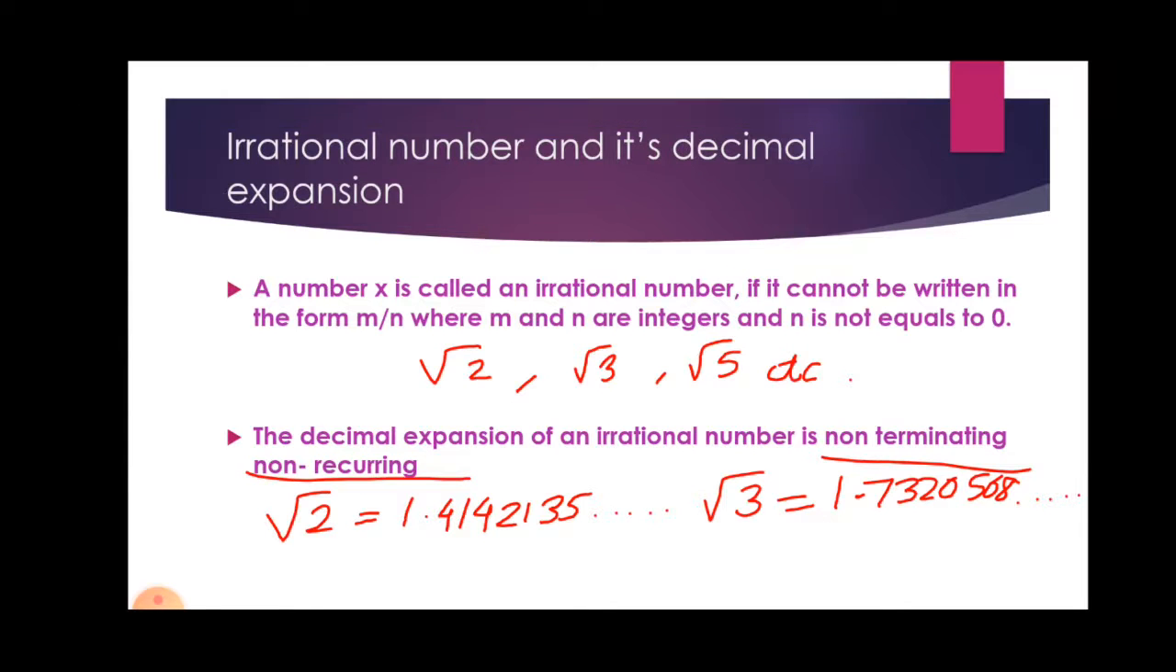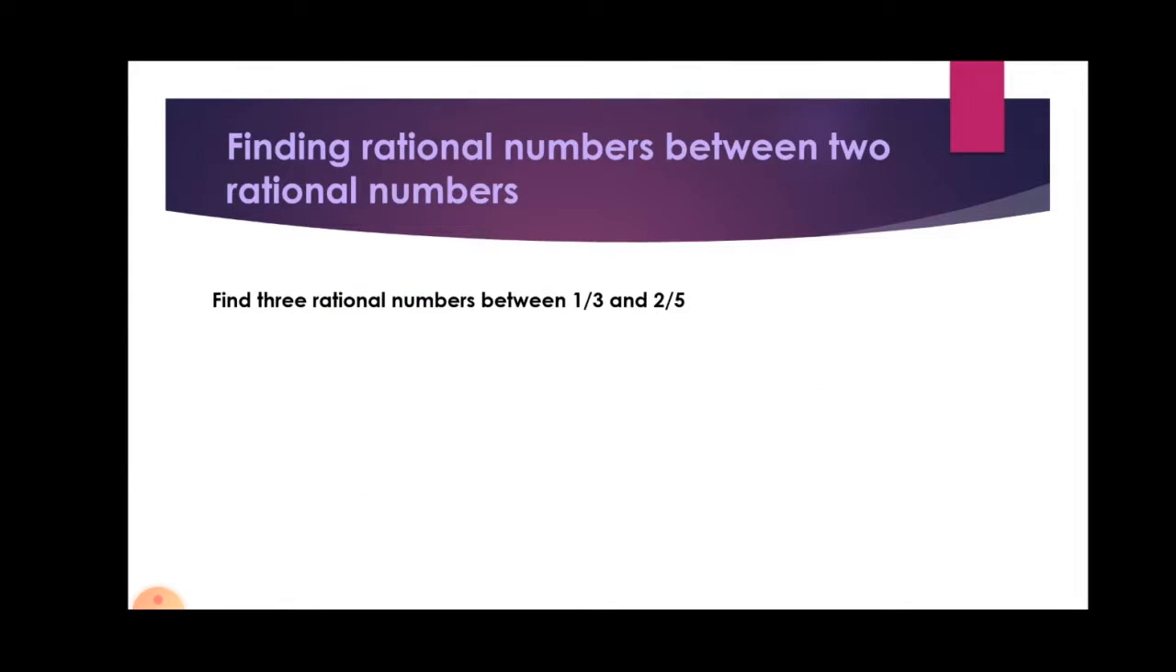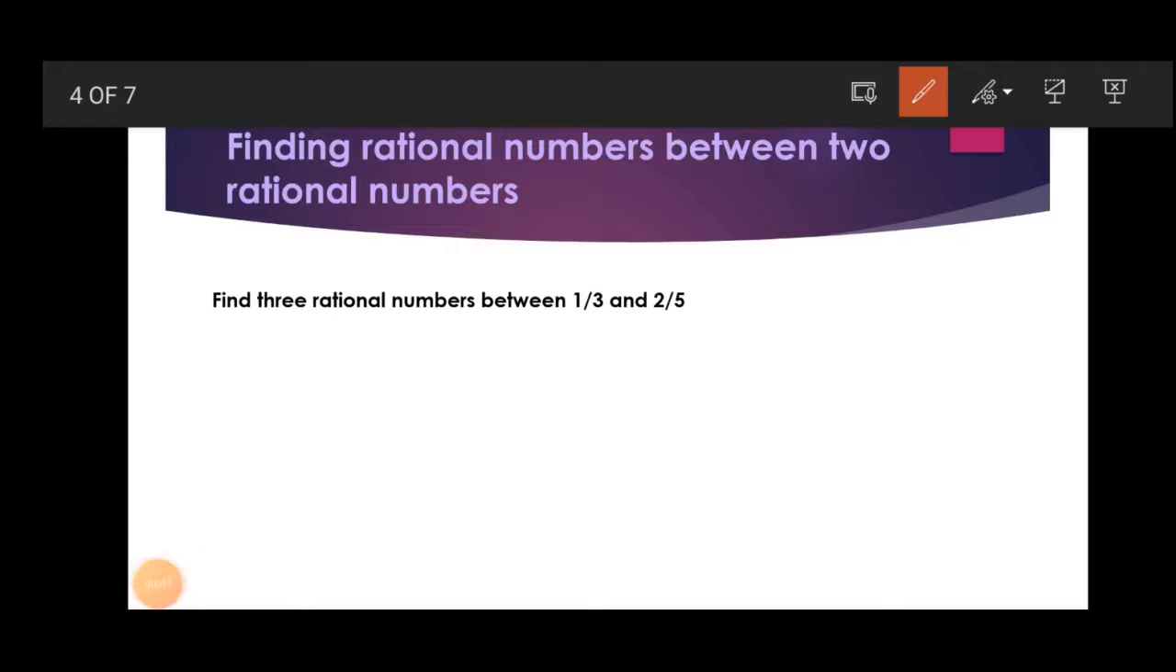Now, finding rational numbers between two rational numbers. Find three rational numbers between 1 by 3 and 2 by 5. The denominator of 1 by 3 is 3 and the denominator of 2 by 5 is 5. The denominators are not the same. So, first make the denominator the same.